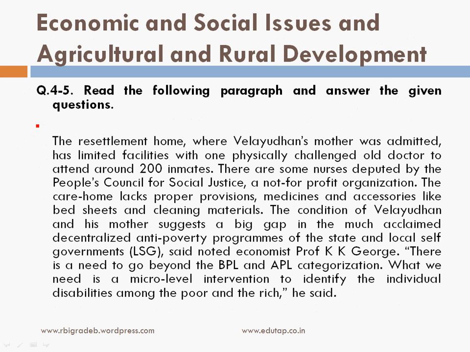Let's move on. Now you have to answer questions number 4 and 5 based on the following paragraph. Let's read the paragraph. The resettlement home where Velayudhan's mother was admitted has limited facilities, with one physically challenged old doctor to attend around 200 inmates. So here is a person, let's name him ABC. His mother has been admitted to a resettlement home. Now the first paragraph is saying that in that resettlement home there are around 200 inmates and just one physically challenged old doctor to take care of those 200 inmates.